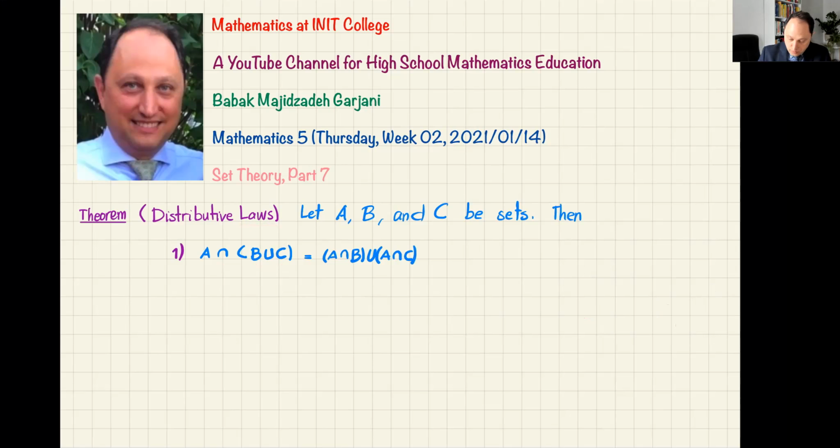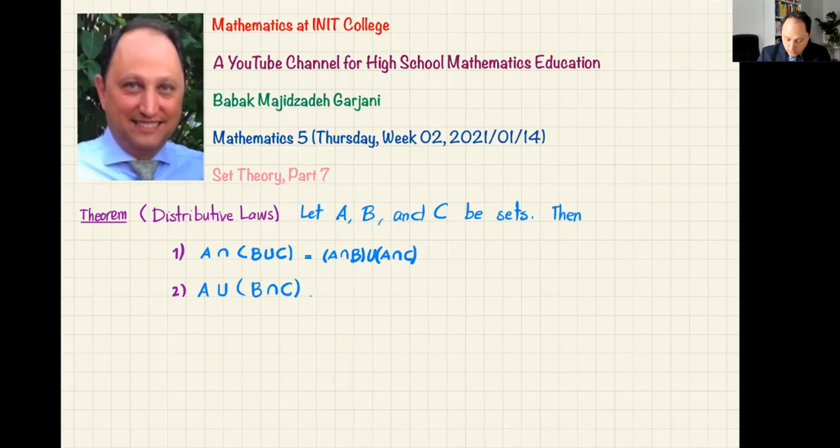So number 2, I can write A union (B intersection C). How will this read? According to this theorem, I can distribute a union inside this pair of brackets, and I can write (A union B) intersection (A union C). Let me write this once more here to compare.